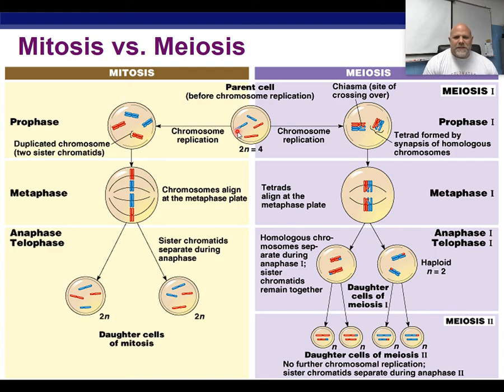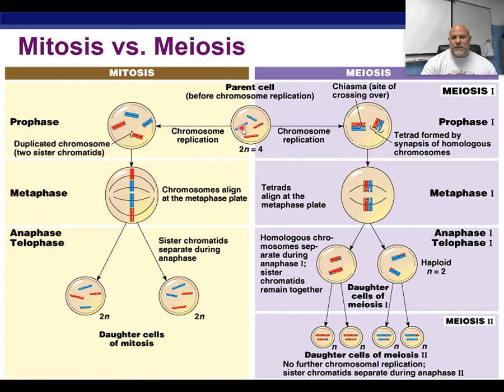Welcome to General Biology. In today's video, we are going to compare mitosis and meiosis. Both of these types of cell division start off with parent cells with a normal number of homologous chromosomes. And in both cases, we are going to have to replicate the chromosomes before we can do cell division. So in both cases, during the S phase of interphase, we're going to replicate our chromosomes.